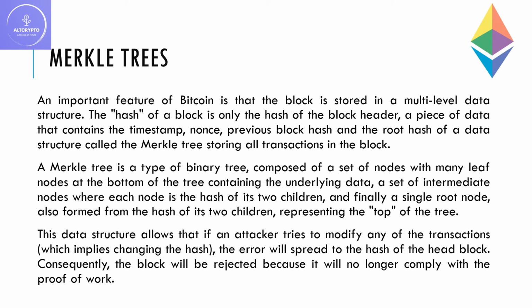This data structure means that if an attacker tries to modify any of the transactions, which implies changing the hash, the error will spread to the hash of the block header. Consequently, the block will be rejected because it will no longer comply with the proof of work.